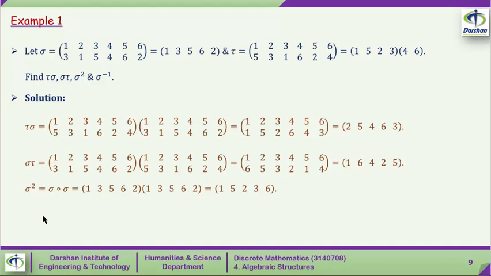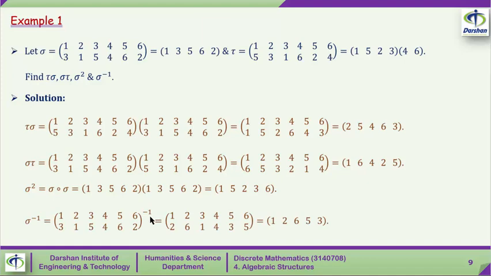Now we find the value of sigma inverse. So this is sigma, and we take its inverse. Now here 1 goes to 3, so in sigma inverse we write 3 goes to 1. Here 2 goes to 1, so in sigma inverse we write 1 goes to 2. Here 3 goes to 5, so in sigma inverse we write 5 goes to 3. Here 4 goes to 4, so in sigma inverse we also write 4 goes to 4. Here 5 goes to 6.